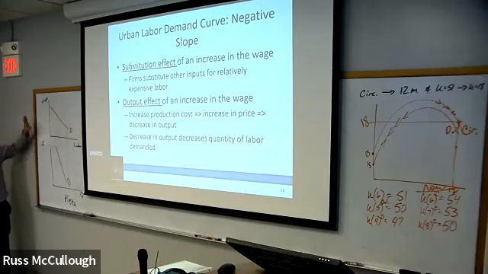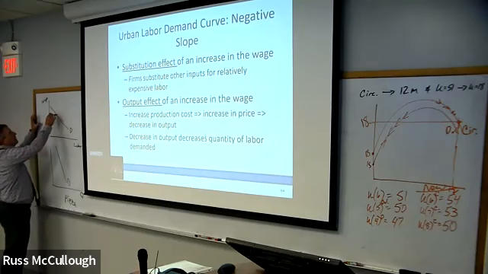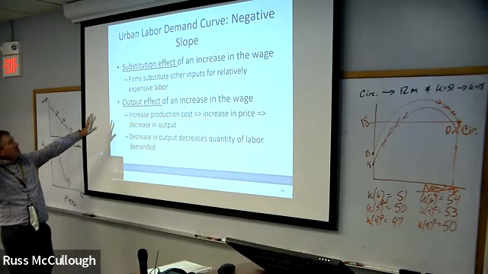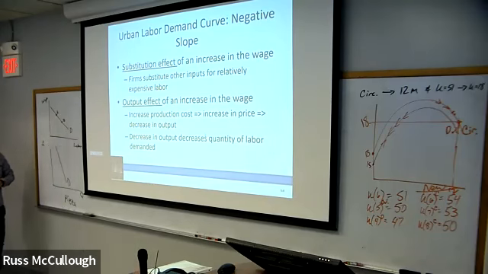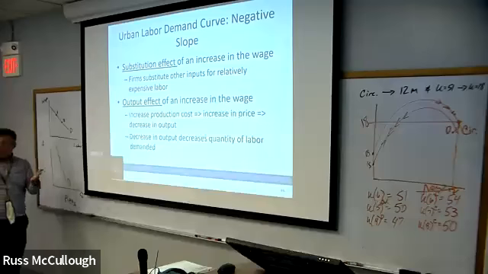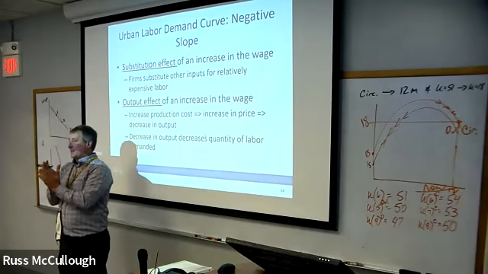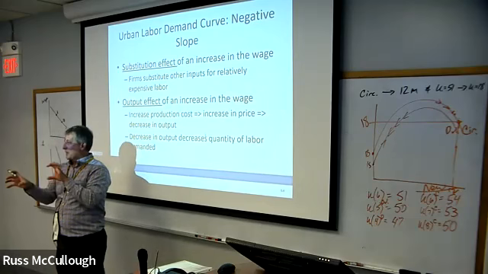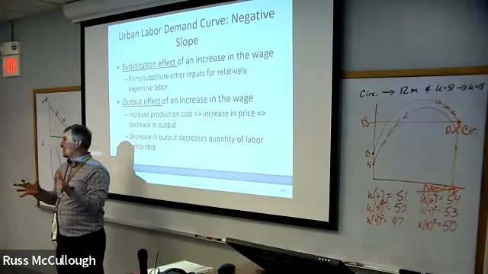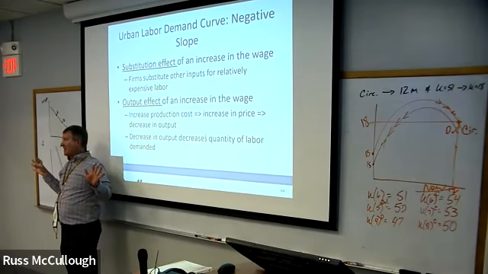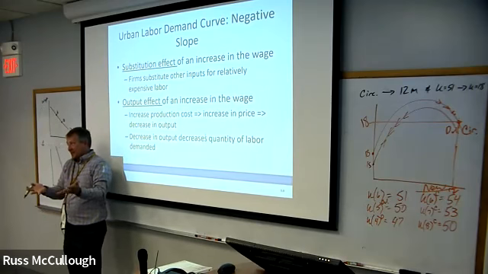Okay. So why is the demand curve downward sloping? So why would we move on the labor market curve from point A to point B? So the substitution effect says an increase in the wage, firms will substitute other inputs for relatively expensive labor. Now, that's an assumption that we've made in some of these models, that they have to be in fixed proportions, right? So it's always 80% machine, 20% labor, and we don't substitute. So if wages get more expensive, too bad. You're still gonna hire the same amount of people. That's an unrealistic assumption though, right?